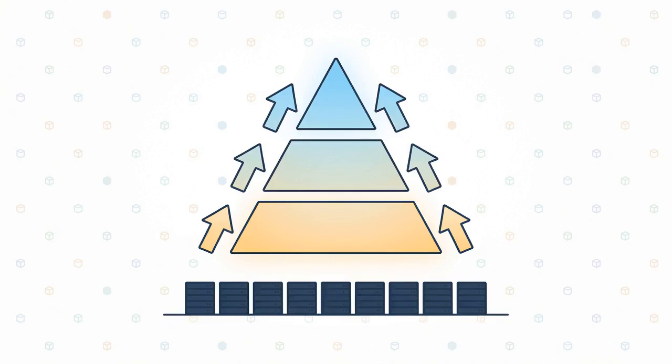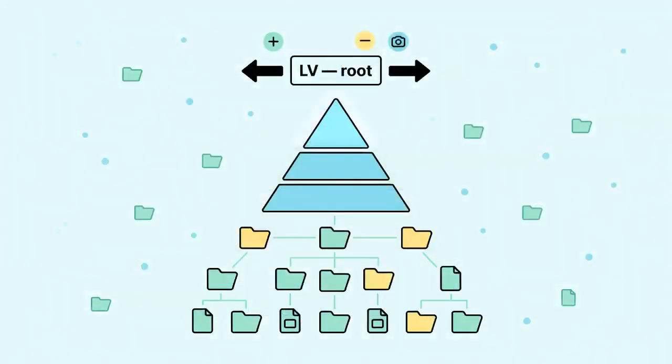LVM is the storage abstraction layer between your file systems and your physical disks. It turns rigid partitions into a flexible three-tier hierarchy that you can reshape on demand. At the top sit logical volumes, or LVs, the virtual block devices that your operating system actually mounts. To ext4 or XFS, an LV looks indistinguishable from a raw partition.